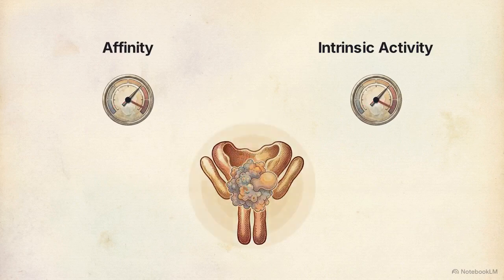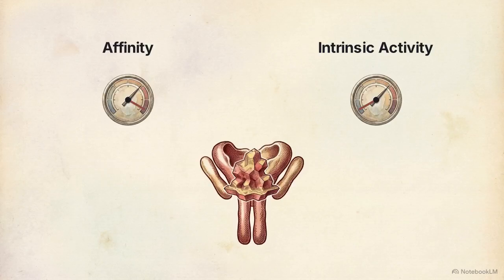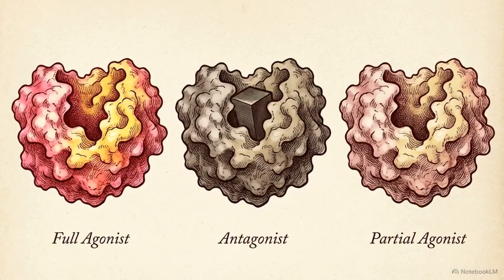Full agonists maximize both. Antagonists have high affinity but zero intrinsic activity, blocking the receptor. Partial agonists only produce a submaximal effect. The precise classification of a drug's affinity and intrinsic activity establishes its foundational mechanism of action.